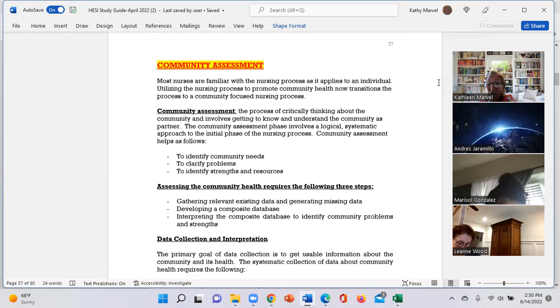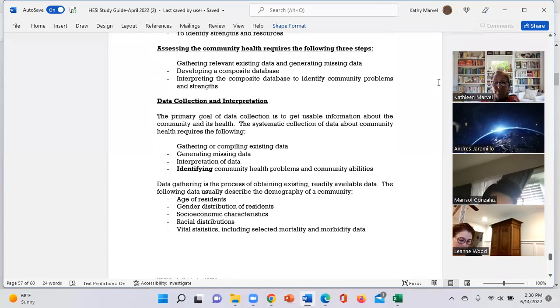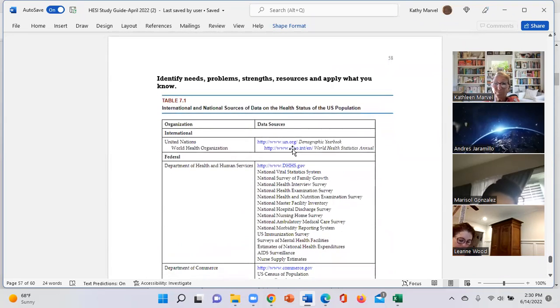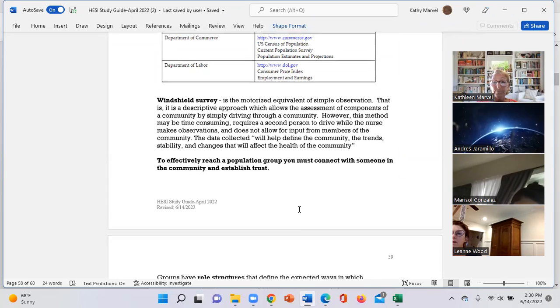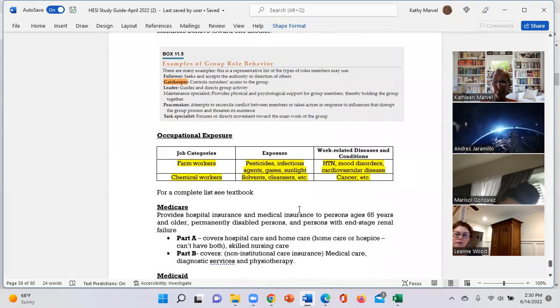How do we do data collection and interpretation? Remember, we have data gathering and data generation. And that's right here. Here's a windshield survey. We should know this by now, but it reviews what a windshield survey is. That's one of the primary things we do for community assessments. We start out with a windshield survey. Everybody should be familiar with that.